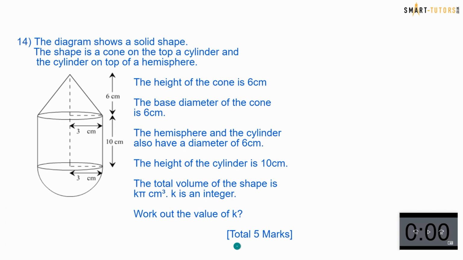Now the question is, the total volume of the shape is K pi centimeter cubed. K is an integer number. Work out the value of K. It is a 5-marker question. Let's try within a minute. The time starts now.